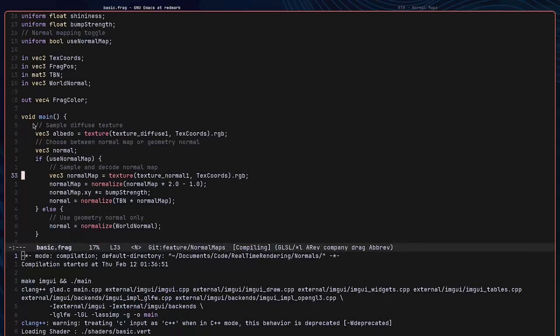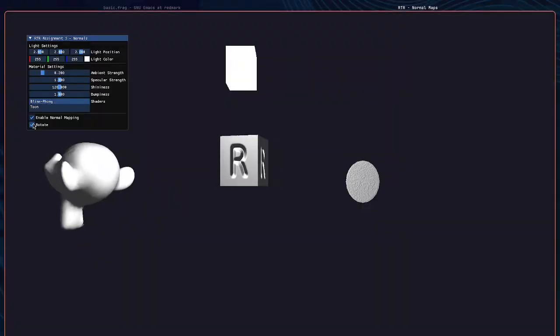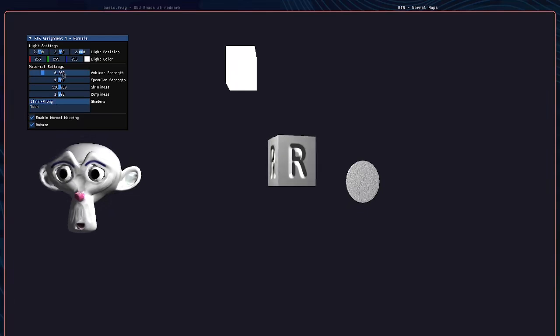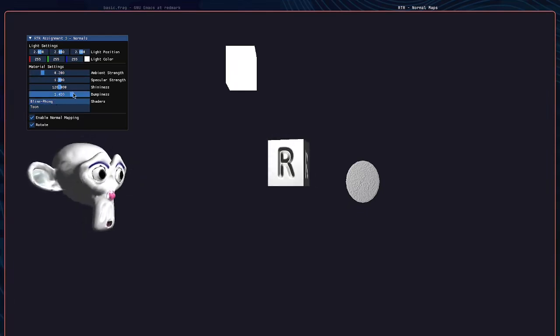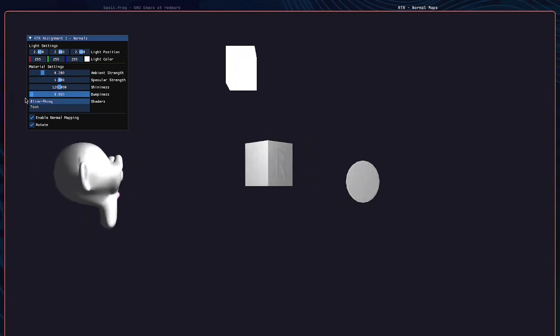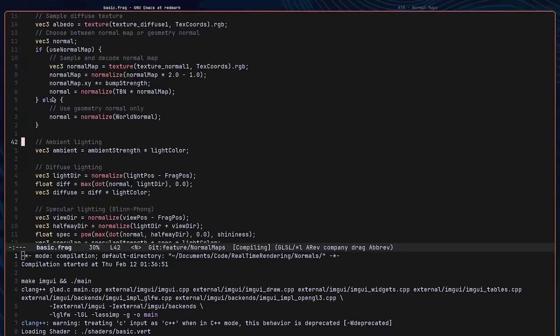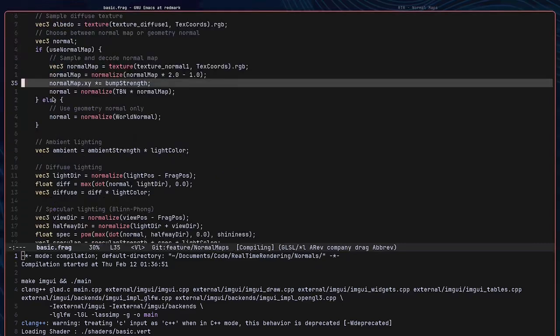The assignment requires demonstrating bump mapping as well as normal mapping. In my implementation, bump mapping is controlled through a strength parameter. After decoding the normal map, I scale its XY components, the tangent and bitangent directions, by the bump strength value. This controls how much the normal deviates from flat.